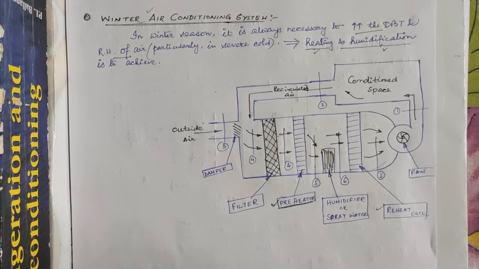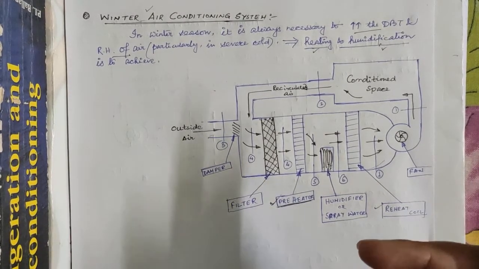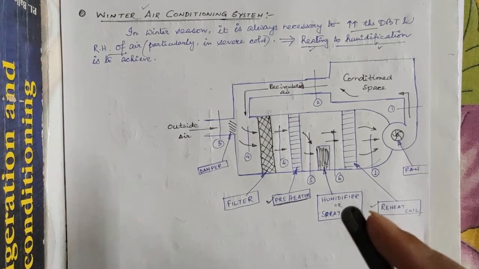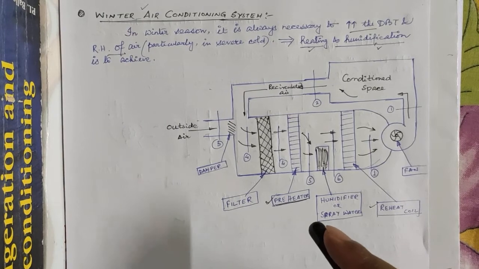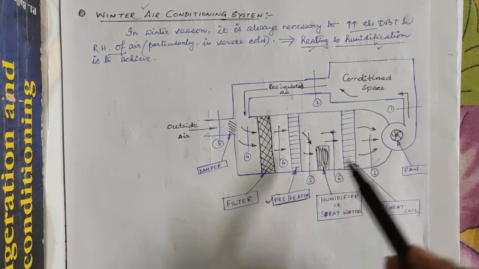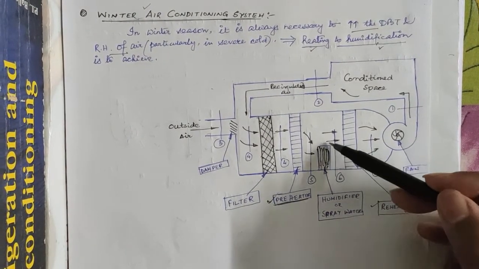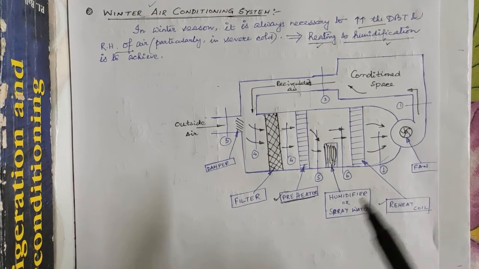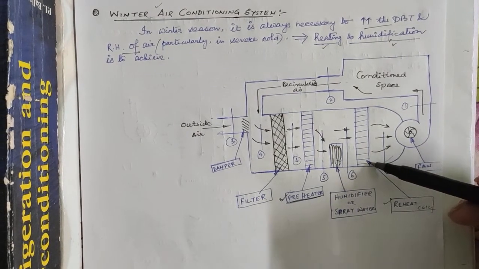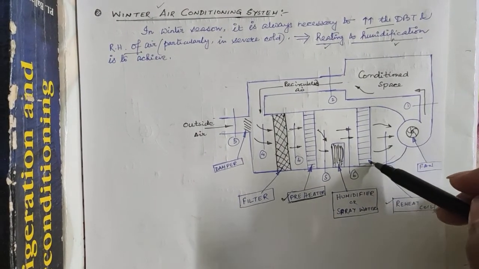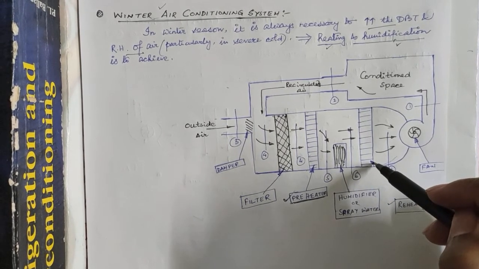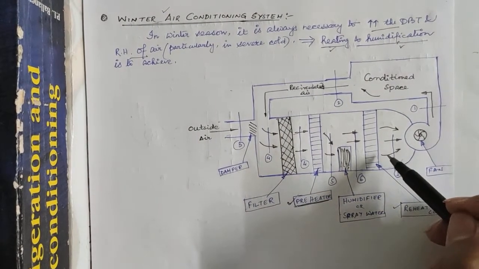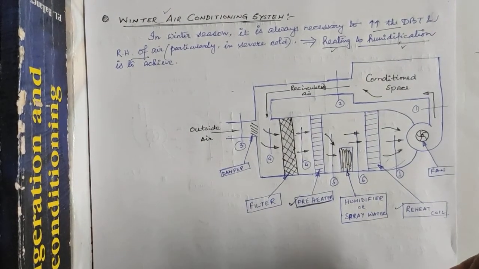After passing through the preheat coil, which is used for preventing the possible freezing of water and controlling the evaporation of moisture or water vapor in the humidifier, the mixed air is passed over a humidifier or spray water. After passing through this humidifier, it will again pass through a reheat coil. The function of this reheat coil is to bring the temperature of the air to the design condition, as per the requirement of the conditioned space.